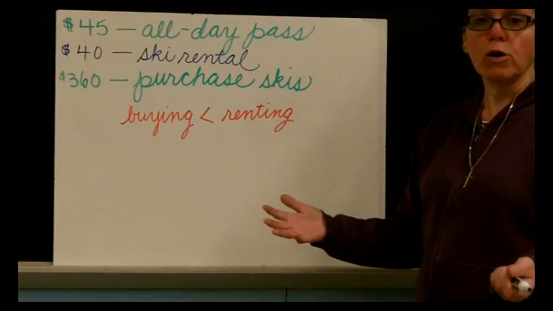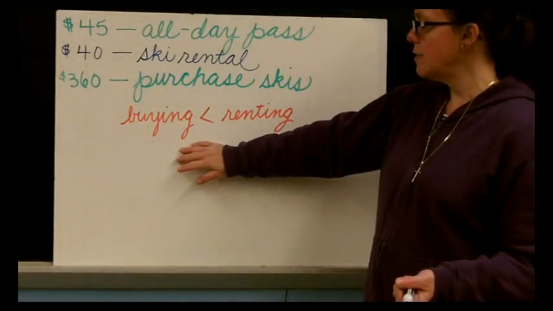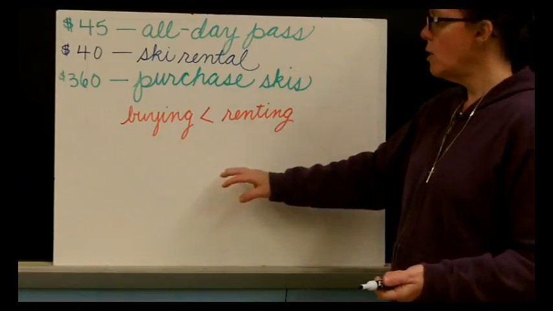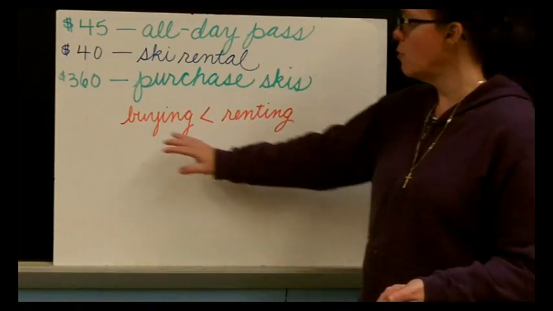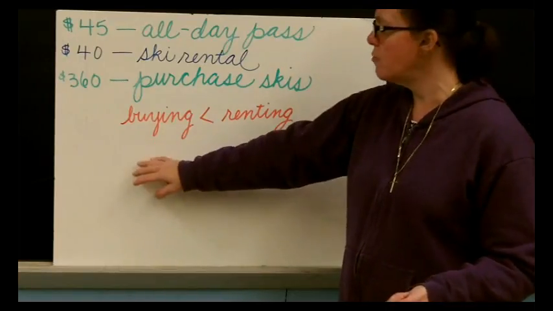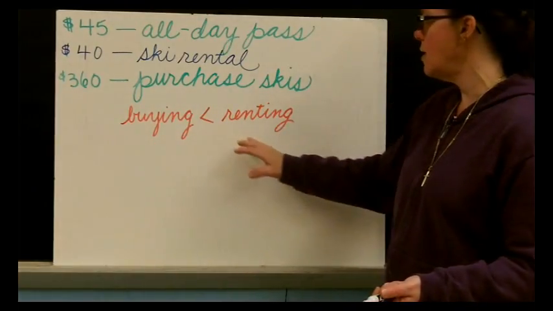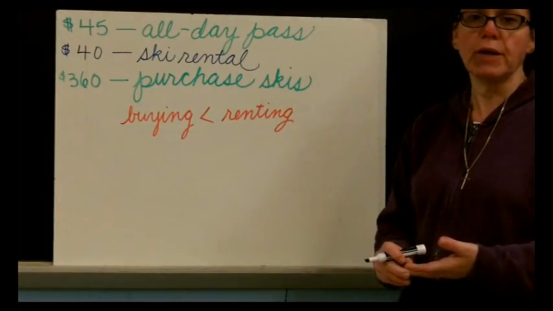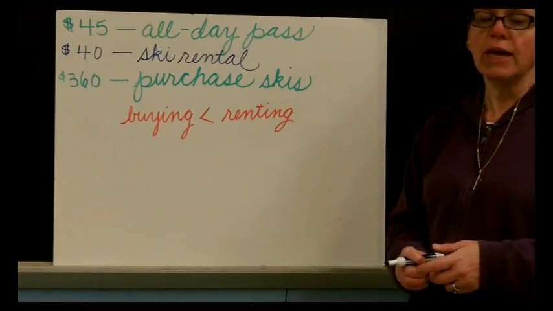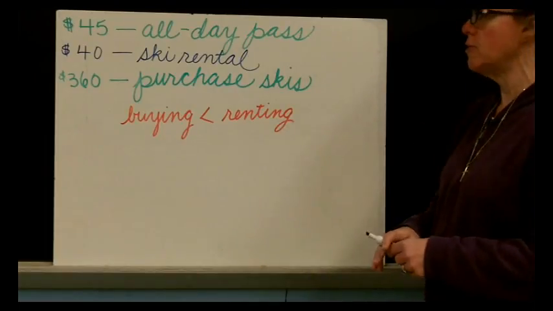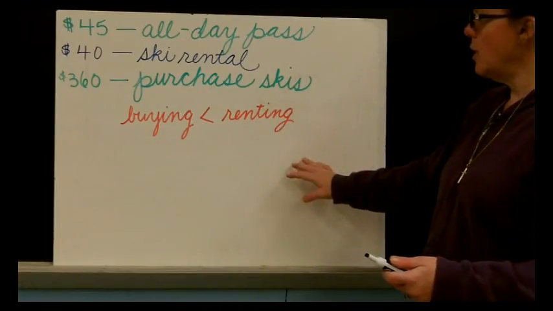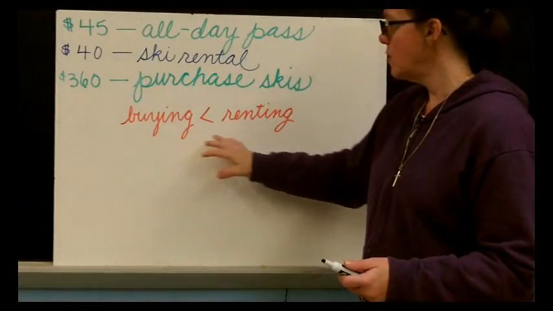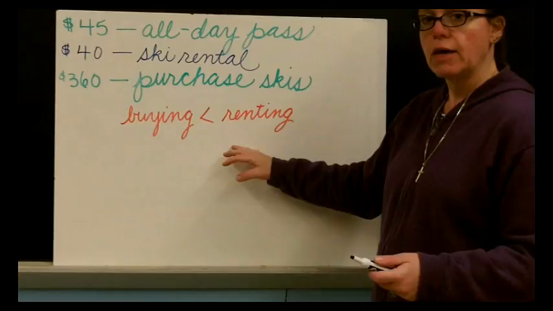Now I took our very long, complicated question and I boiled it down to this. What we're being asked is, how many times do we have to ski for the cost of buying our skis to be less than the cost of renting? Because what you want to see is whether it is worth it to spend almost $400 on a pair of skis if you really only go skiing a couple times a year. So now we are going to take this information, plug it into this verbal model of an inequality, and then solve.